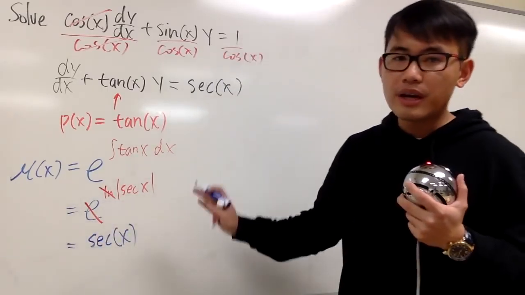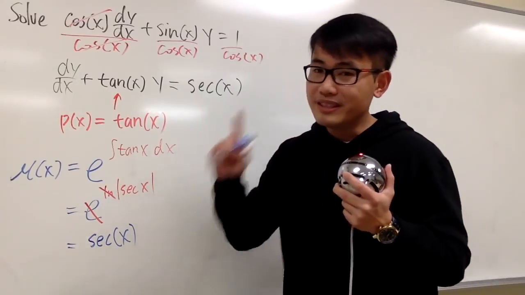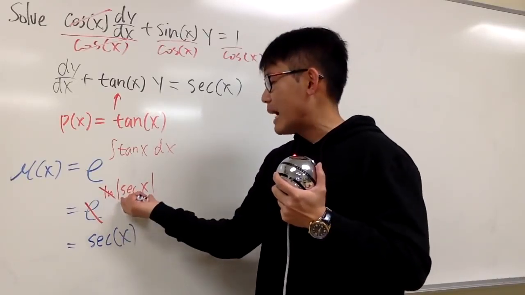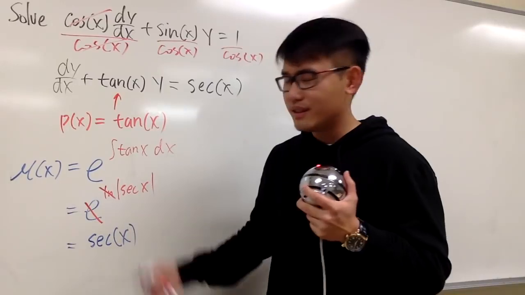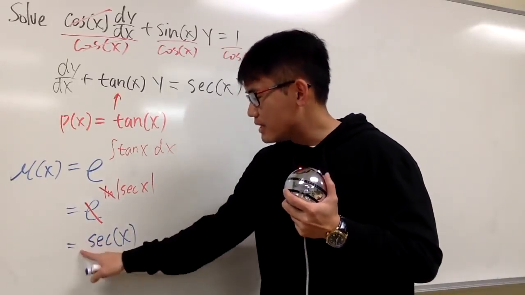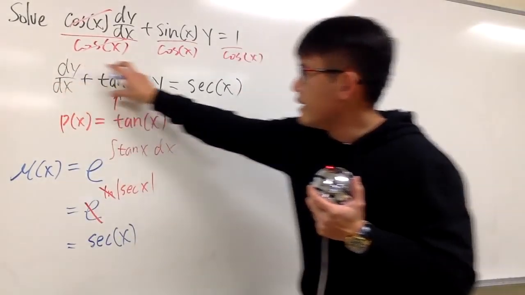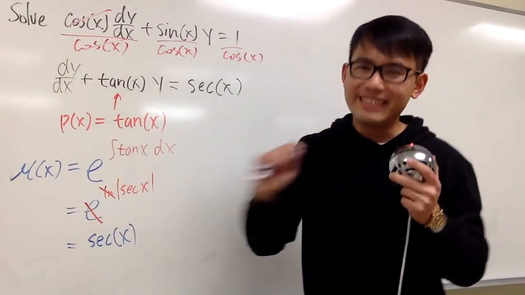This is it, okay? And the reason for that is, we just need to have one function. You don't want to multiply with absolute value of secant x. You don't want to multiply by negative. Nobody likes negative. Use the positive version, positive secant of x. This right here is a function that we are going to multiply throughout with our equation. Everything will work out nicely.